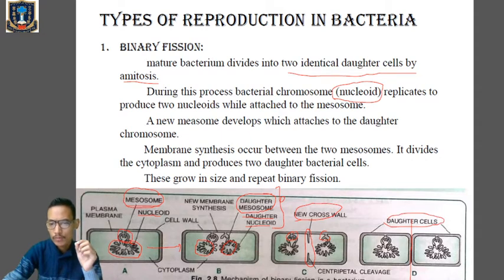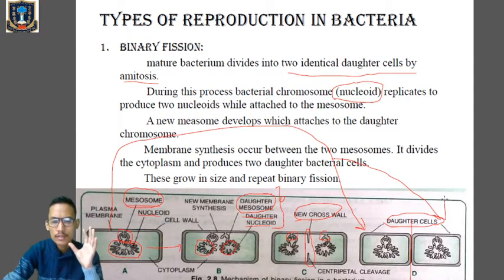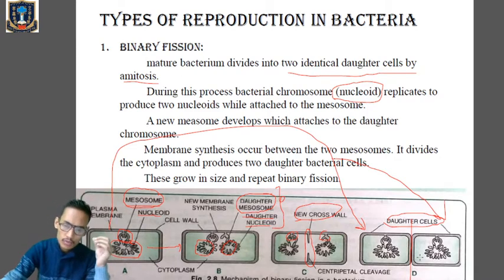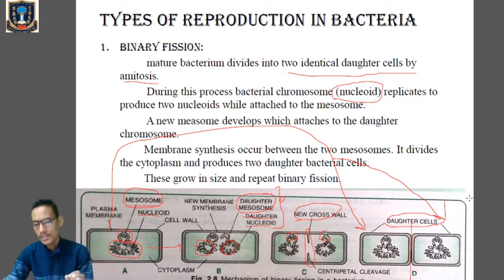Okay, so membrane formation occurs until it divides the two cytoplasms and leads to the formation of two daughter cells. So from one parental cell, how many daughter cells are formed? Two daughter cells are formed. Clear? And these daughter cells will grow in size and repeat the process of binary fission. It's very easy. So what is binary fission?